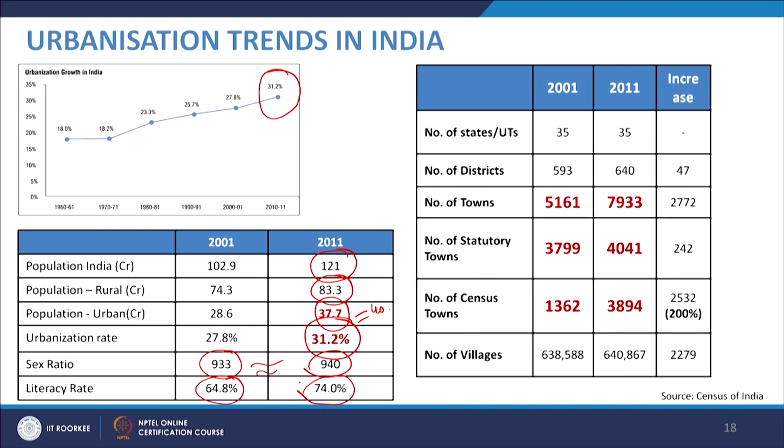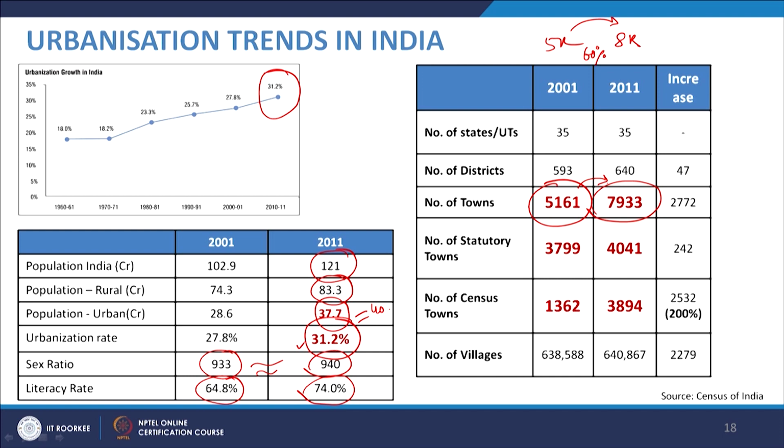Now, out of this 31% urban area, let us see the distribution of the urban area in terms of the towns and the statutory towns. Now, the total number of towns in 2011 was about 8,000. So, from 2001 it is an increase of about 60%. 5,000 to 8,000 is about a 60% increase.